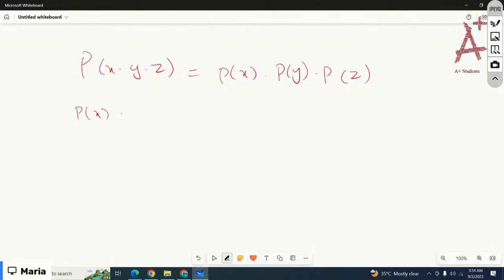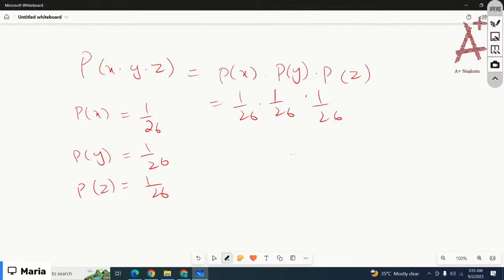So the probability of X, because repetitions are allowed, means you can select any out of the 26. For Y and Z, it is exactly the same because repetitions are allowed. So the probability is 1 over 26 times 1 over 26 times 1 over 26. Let's multiply them. It would be 1 over 17,576, right?